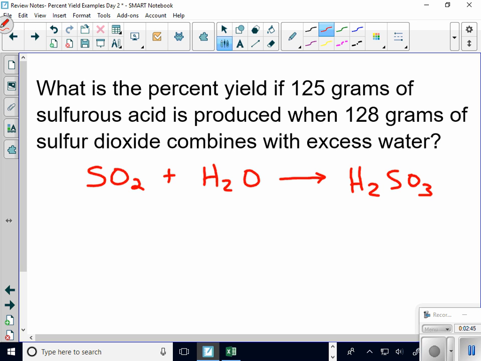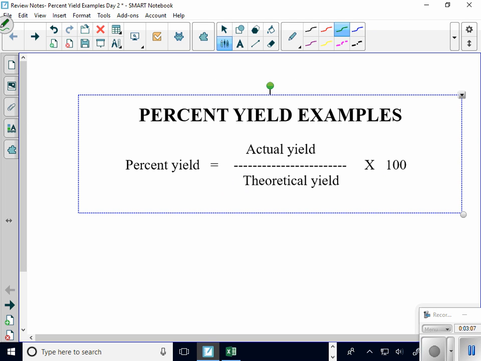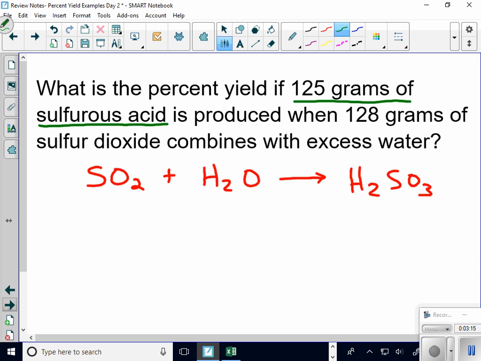Now, I have been given an amount of sulfurous acid right here. That much sulfurous acid is produced. When I go back to this page, that is my actual yield. That is how much was actually produced. I need to come up with my theoretical value. How do I do that?